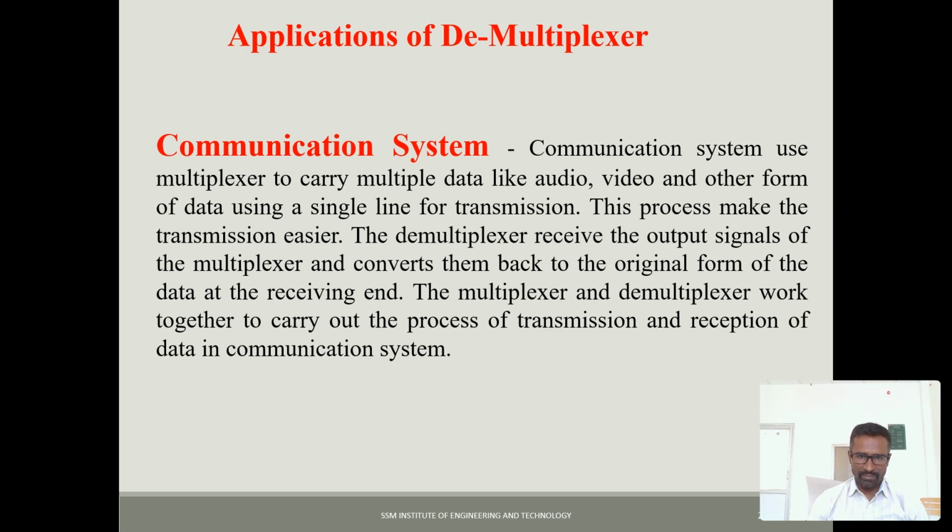Ultimately, the multiplexer at the transmitter and the demultiplexer at the receiver work together to carry out the transmission and reception of data in the communication system. So this is the summary of the applications of MUX and DEMUX.